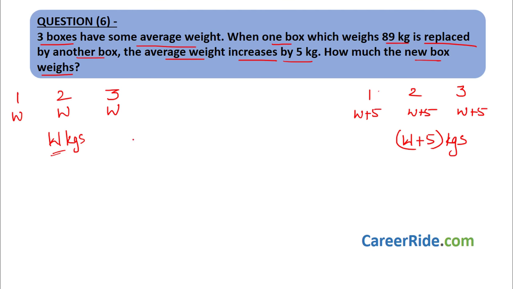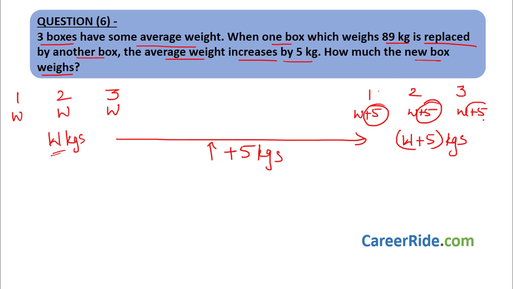So what does this mean? If the average increases by 5 kgs, then individual weights also increase by 5 kgs. Did you see over here? It was W, W, W. When the average became W plus 5 kg, it became W plus 5, W plus 5 and W plus 5, right?